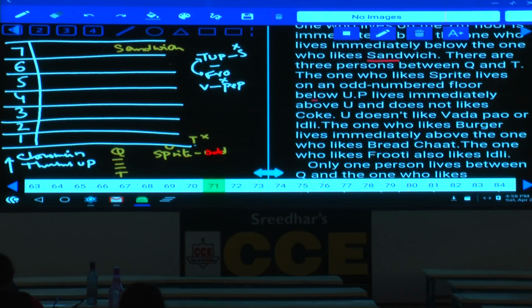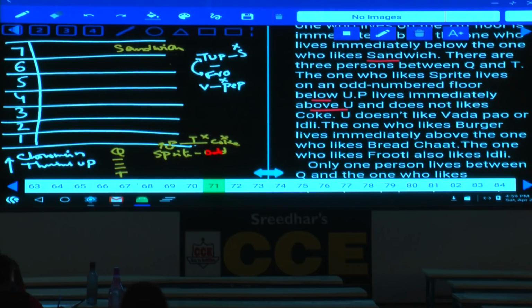And below U, and P lives immediately above U. Now what about this P? P lives immediately above U. Done with this? P is immediately above U, and the one who likes Sprite is on an odd number floor, isn't it? And between Sprite and U, there could be some floors or could not be, because the word immediate is not given between these two. Immediate is in between P and U only. Then P lives immediately above U and does not like Coke. Now this P does not like Coke, that information is also clearly given.